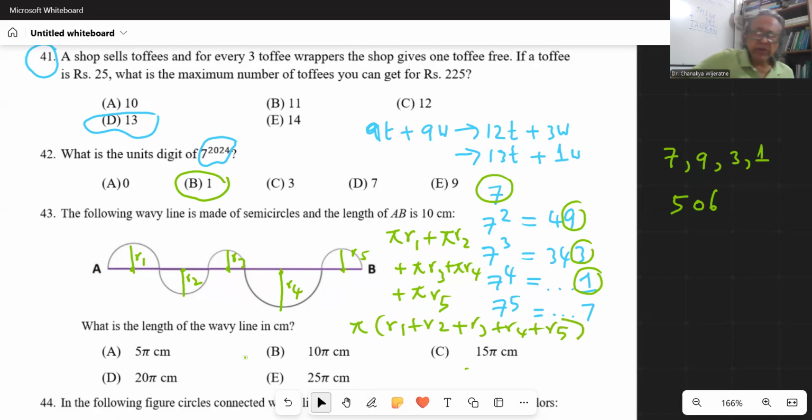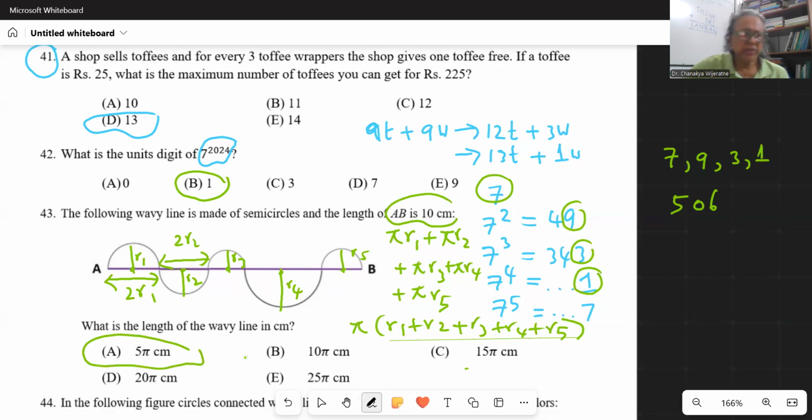Now, how do you find the sum of the radii of these five half circles? Well, you can see that here we have 2r1, and here we have 2r2, so their sum is 10 centimeters. That means this is 5 centimeters, half of the length of AB. So the length of this wavy line is 5 pi centimeters. So that's the answer.